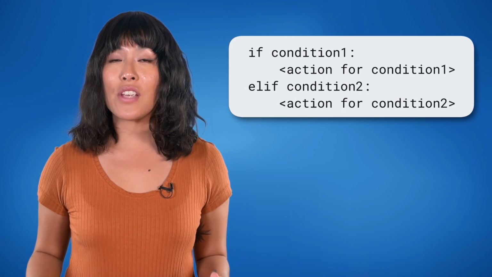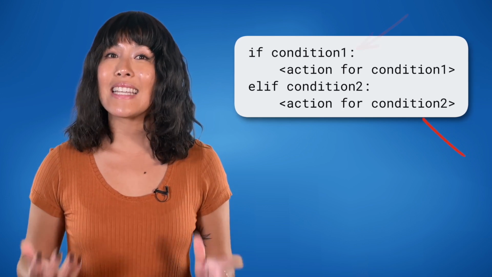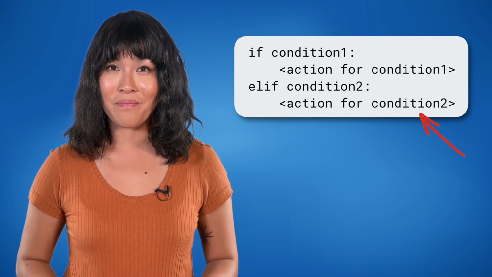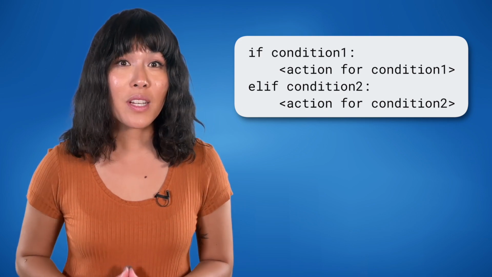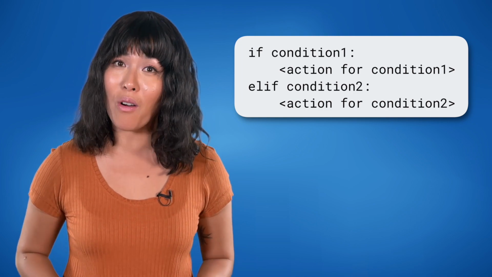Often, space travel isn't just about two decisions. We might encounter scenarios with multiple outcomes. That's when Elif, short for else if, becomes our trusty co-pilot. We start by checking our first condition. If this is not true, we can list a second condition, this time using the elif command. We can continue to check other conditions with more elif commands until we have checked them all.